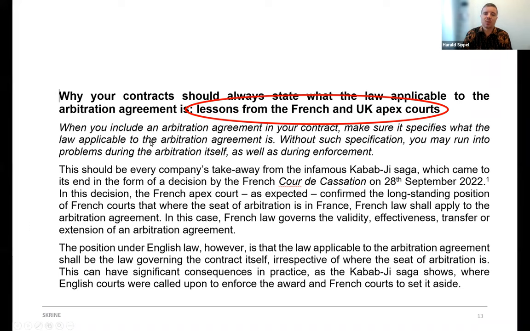But the point here, why it is comparative law, arguably, is I write here lessons from the French and UK apex courts, the highest courts. So I'm mentioning this because it is an example of a lawyer doing comparative law, in this case, myself. And I wanted to highlight to you what it is like when I say I do comparative law in my own practice.